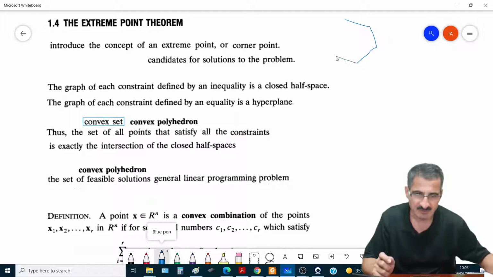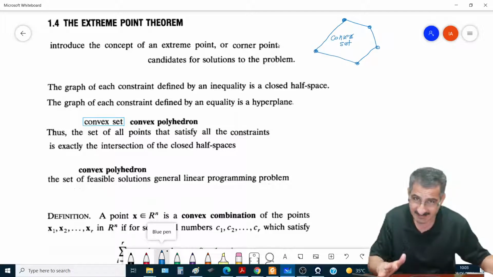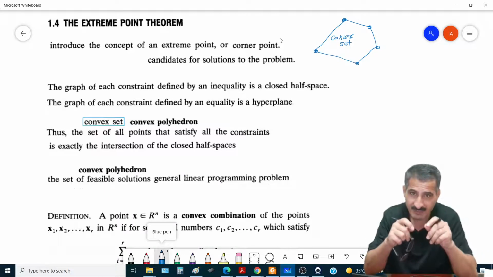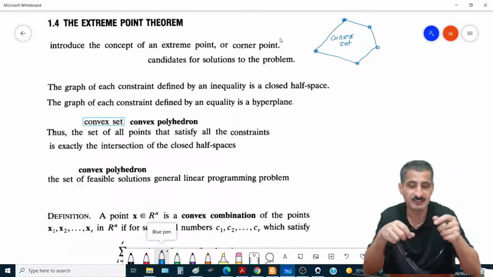Assume we have such a convex set, S. Then these points are the extreme points. Why? Because any one of them is not on a line segment joining any other 2 points in the convex set. You see that? No one of them lies on a line segment joining a pair of points in S.